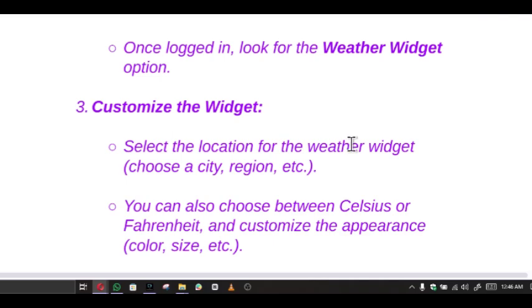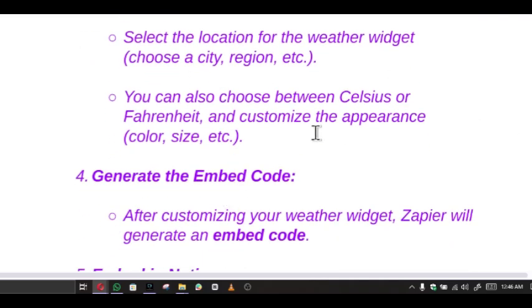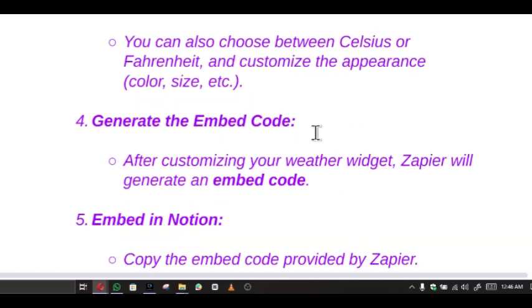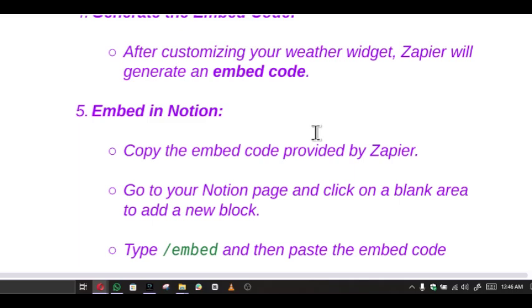By selecting the location for your weather widget, choose any city or region, etc. You can also choose between Celsius or Fahrenheit and customize the appearance, color, size, etc. Once you're through with this, Zapier will generate an embedded code. After generating the embedded code, you have to copy it.